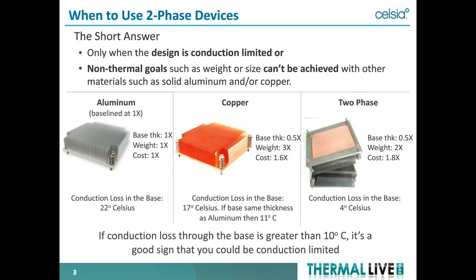Moving on, when to use a two-phase device. And the short answer is always when your design is conduction limited. Because obviously you're not going to move away from a piece of metal to something else unless there's a reason to. And in this case, it's always the conduction limit that's reached.